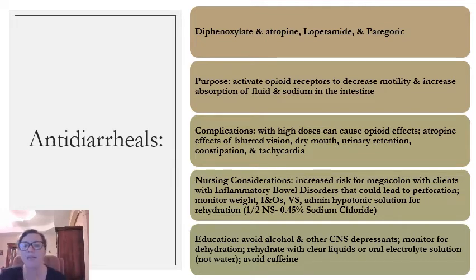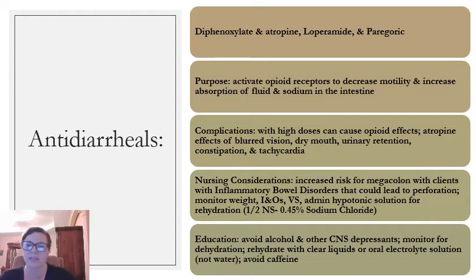So these are going to activate the opioid receptors to decrease motility. Remember, opioids, common problem is constipation. So these act on the same receptors as those in the GI tract, but not the CNS. They're going to activate the same ones in the GI tract to decrease that motility and increase absorption of fluid and sodium in the intestine. And so hopefully not dry out everything in there, because everything is going to be very acidic.